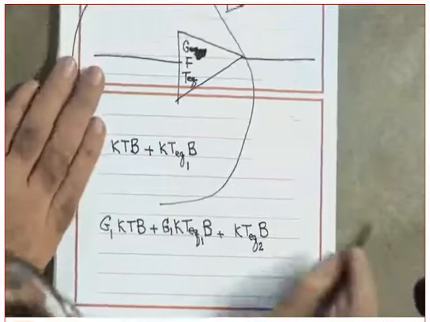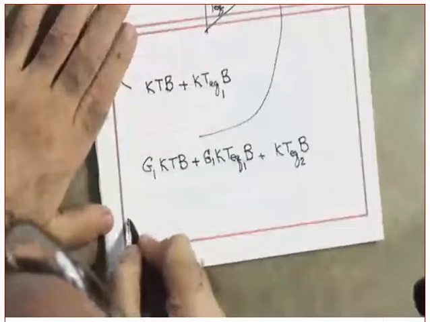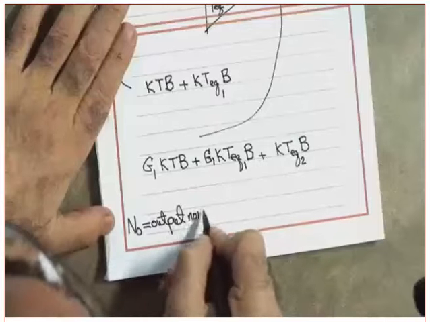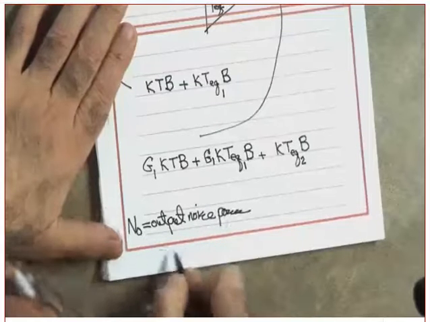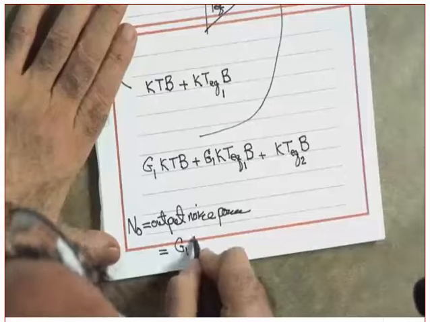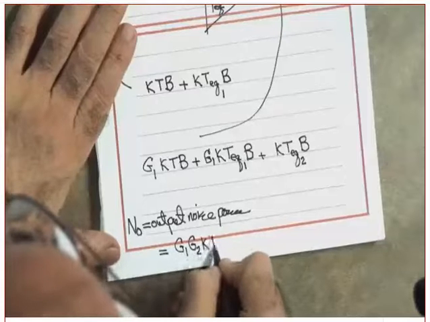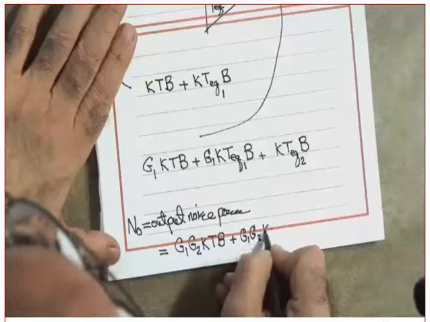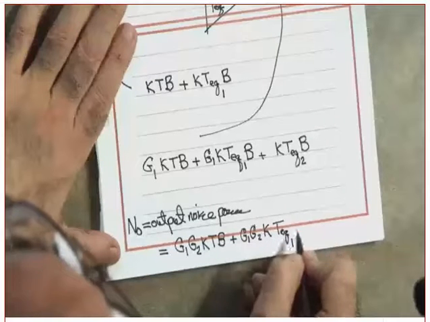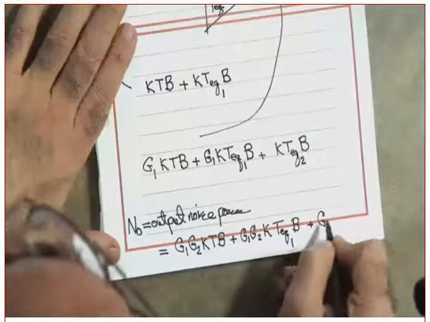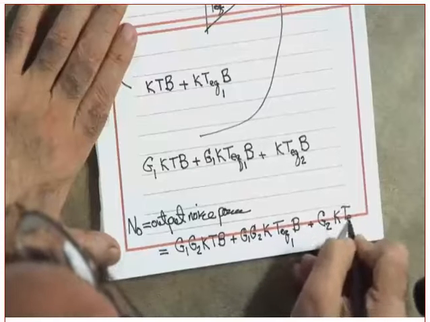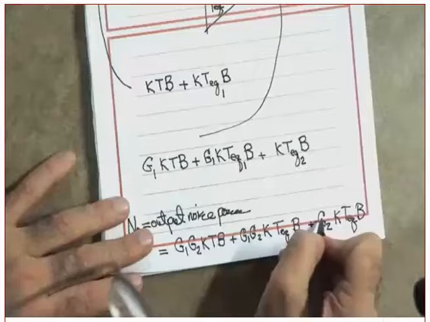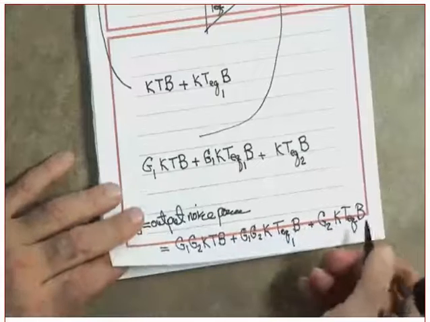Okay. Now, what is the output power here? N0. I'm still waiting. G1 G2 KTB plus G1 G2 K T equivalent 1 B plus G2 K T equivalent 2 B. Did you get it? This is only G2, not G2 G1. Just G2. Okay.